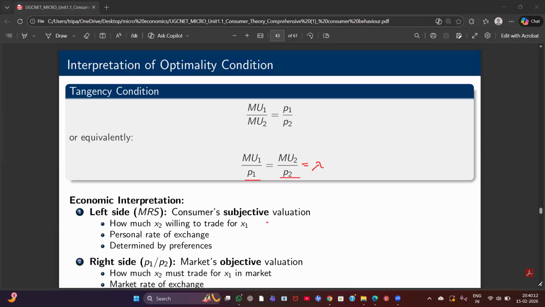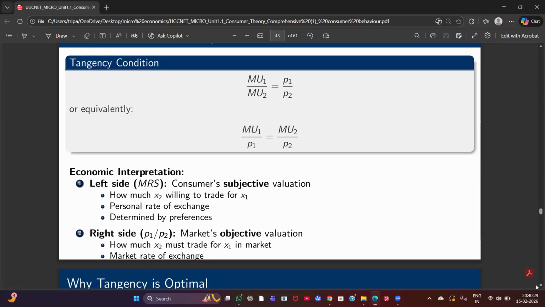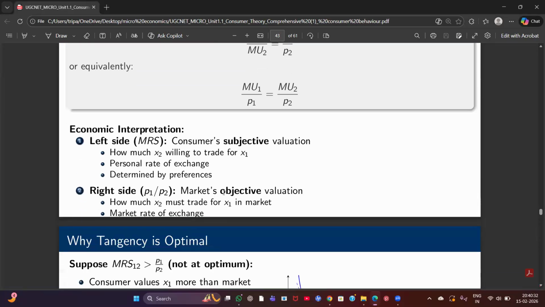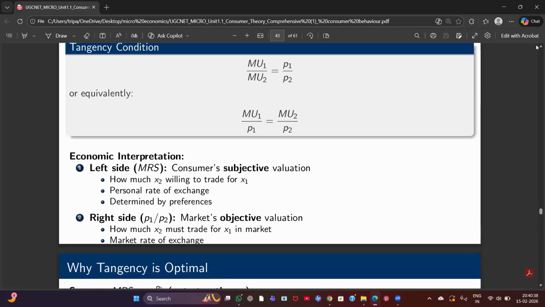Now the question arises, what happens if these ratios are not equal? Maybe the left side is greater or maybe the right side is greater. So what will happen then? Let me go to the next slide. Here, this economic interpretation I have already done, but let me explain it in detail.